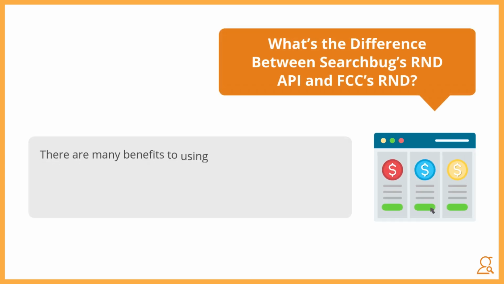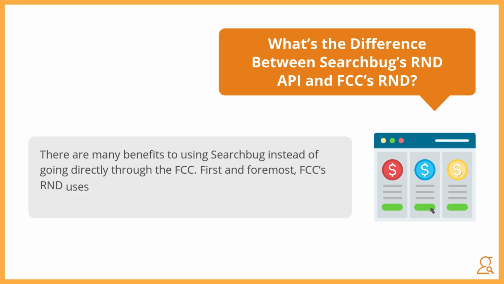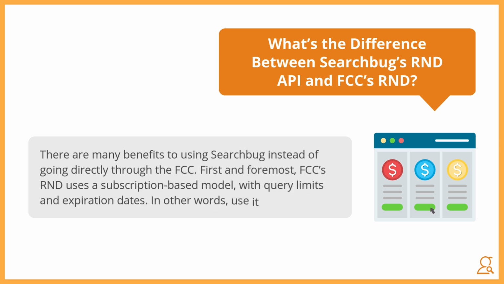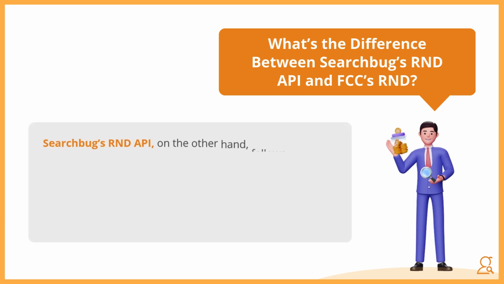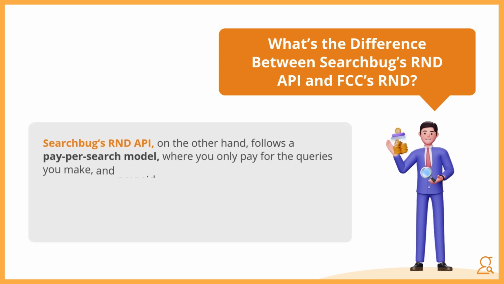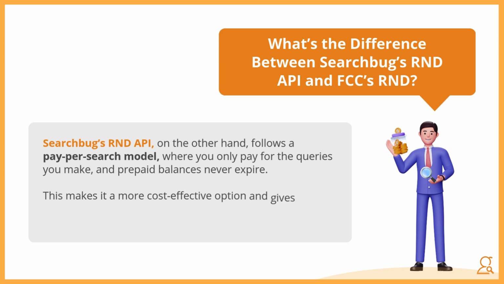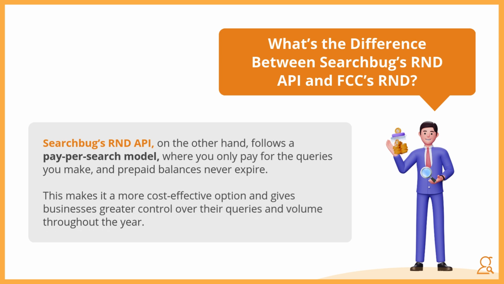There are many benefits to using Searchbug instead of going directly through the FCC. First and foremost, FCC's RND uses a subscription-based model with query limits and expiration dates. In other words, use it or lose it. Searchbug's RND API, on the other hand, follows a pay-per-search model, where you only pay for the queries you make and prepaid balances never expire. This makes it a more cost-effective option and gives businesses greater control over their queries and volume throughout the year.